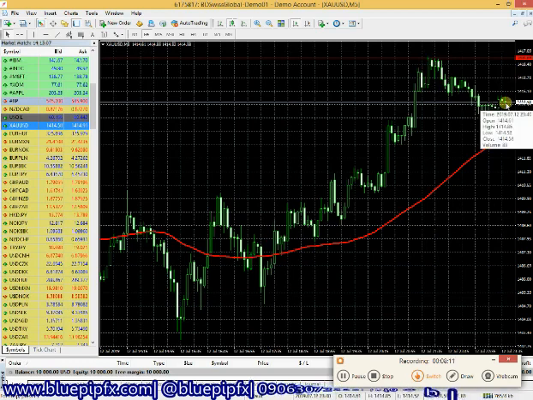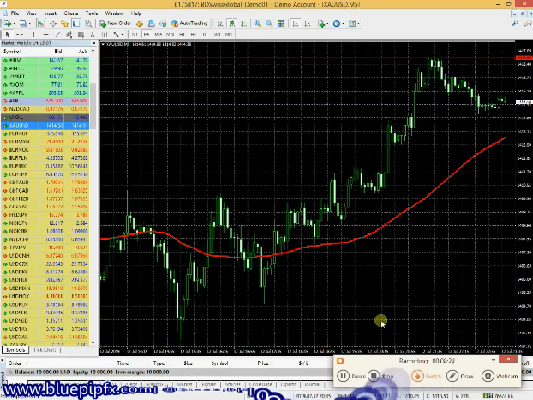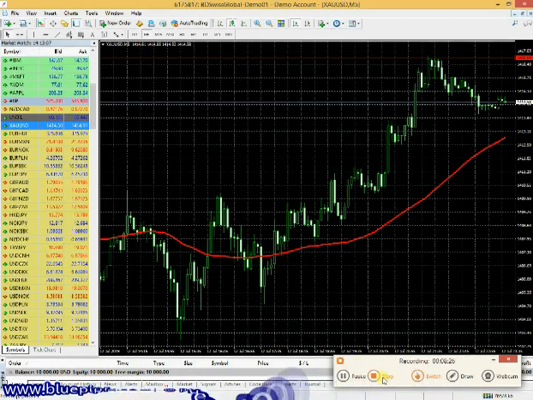So for us to take a buy here, we'll be waiting for price to close above, remember that, the highest high point we have. So we're going to have to wait for price to close above here on 5 minutes before we take a buy here now. Okay, so it's as simple as that.